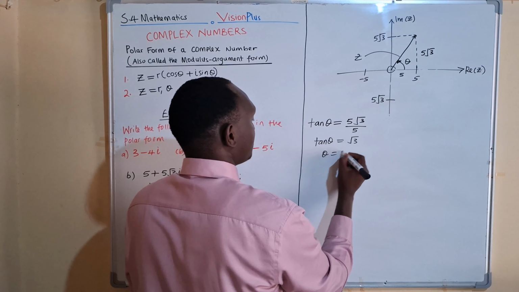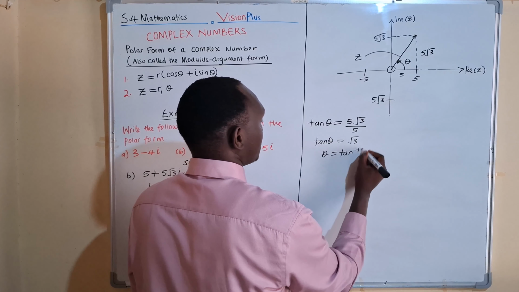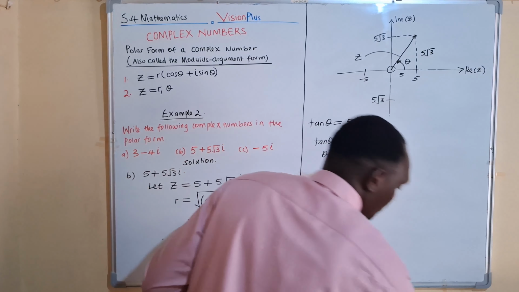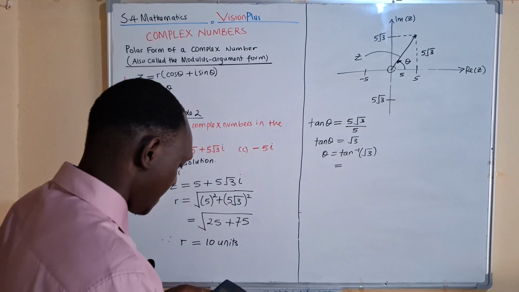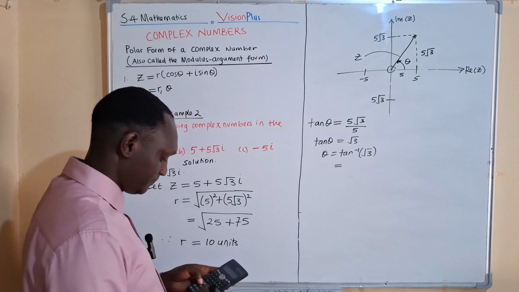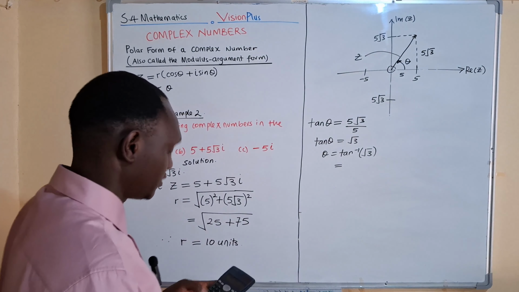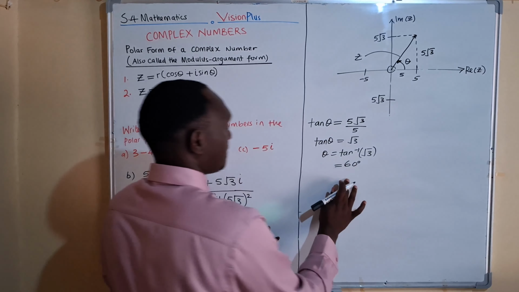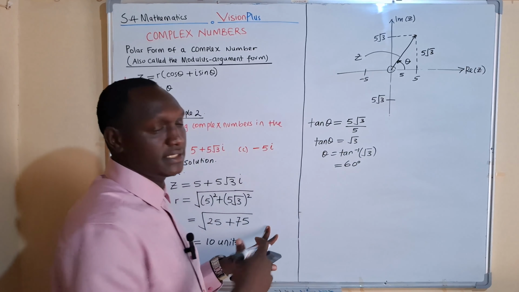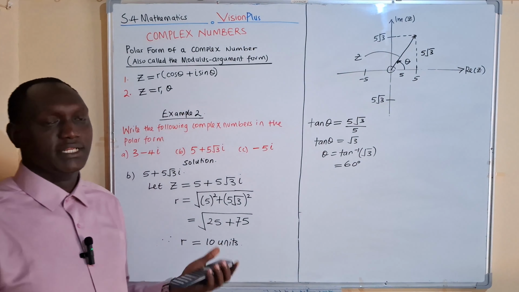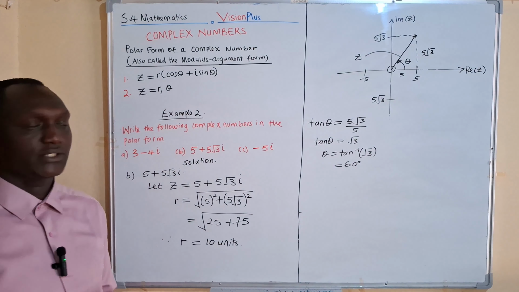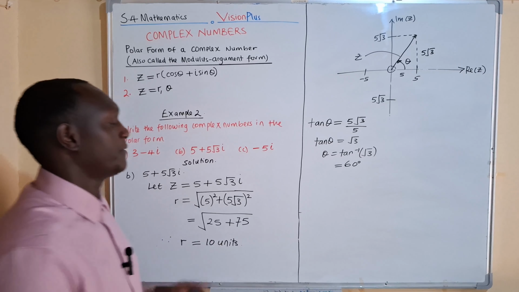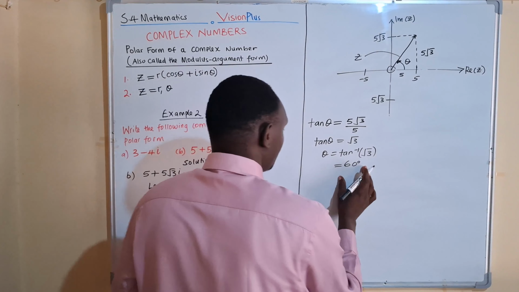So theta now becomes tan inverse of root 3, which was 60 in our previous examples. Tan inverse of root 3 is 60 degrees. Now this 60 degrees is the argument, and it falls in that range that we looked at. So it is the principal argument, but don't stress yourself. As long as it is the argument, use it.